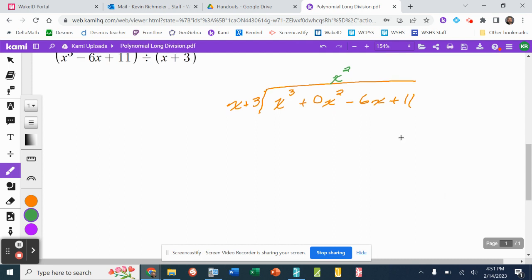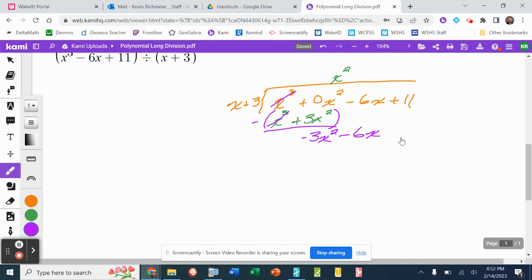So I'm going to take x squared times x. That'll give us x cubed. And then x squared times 3, that'll be plus 3x squared. But then remember, in long division, we need to come back and subtract these two. So I'm going to have x cubed minus x cubed. Those are eliminated. Then I have 0x squared minus 3x squared. So this is going to leave us with a negative 3x squared. Then I'm going to bring that minus 6x straight down.